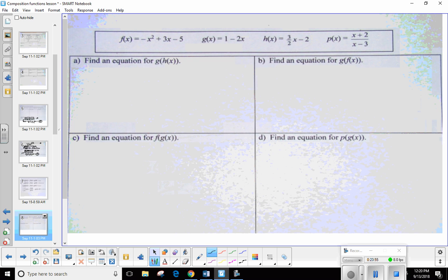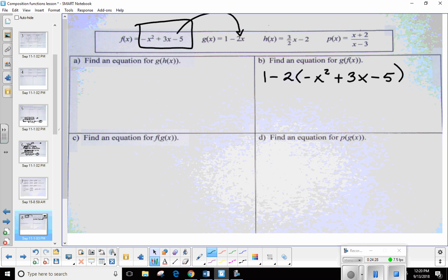It says find an equation for g of f of x. So the equation itself is my answer. We're not looking for a value. So which equation am I going to plug into the other? Will I plug g into f or f into g? F into g, yes. So I'm going to take this quadratic and plug it in here. So g of f of x would be 1 minus 2x, but instead of x, I'm going to plug in this guy: negative x squared plus 3x minus 5.